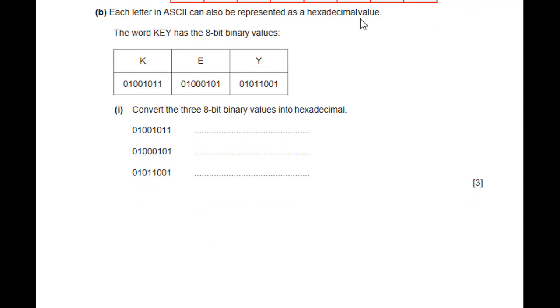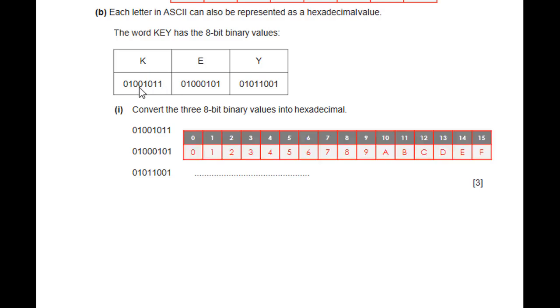Now we're talking about hexadecimal values. So here they've given you the letter in the ASCII alphabet, and they've given you the binary version. You're going to have to convert this binary into hexadecimal. So just a reminder that hexadecimal runs from 0 to 9, and then 10 to 15, and the 10 to 15 are represented as A, B, C, D, E, F. So this goes from 0 to 15, which is 16 states, which is why hexadecimal is base 16.